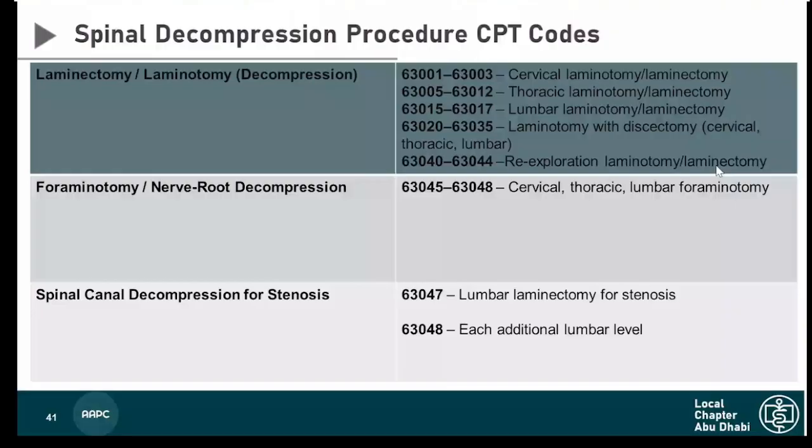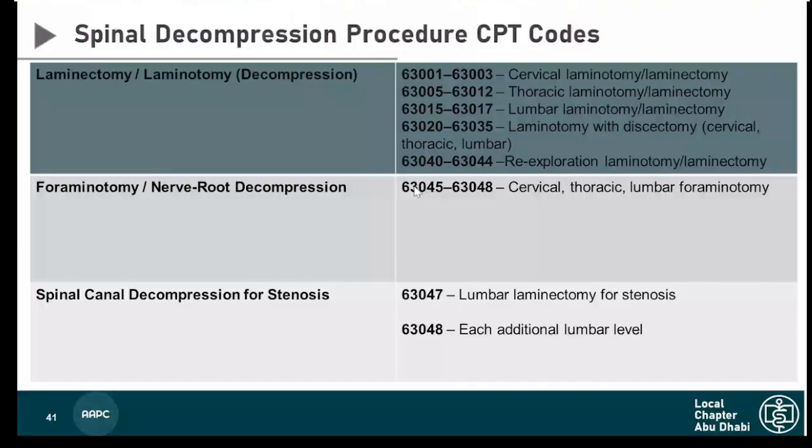Okay, so read the documents carefully while coding spinal surgeries. The laminectomy or laminotomy series ranges from 63001 to 63004. Then comes foraminotomy, or nerve root decompression. That ranges from 63045 to 48. So cervical, thoracic, lumbar foraminotomy. This is the primary code, 63045.